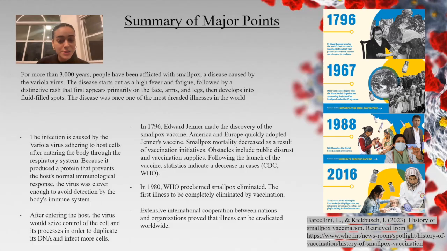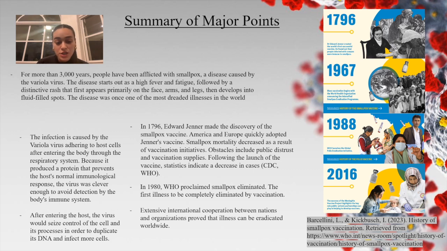So now we're going to be summarizing some of the major points that were stated about smallpox in this PowerPoint. For more than 3,000 years, people have been afflicted with smallpox, a disease caused by the Variola virus. The disease starts out as a high fever and fatigue, followed by a distinctive rash that first appears primarily on the face, arms, and legs, then develops into fluid-filled spots. The disease was once one of the most dreaded illnesses in the world.